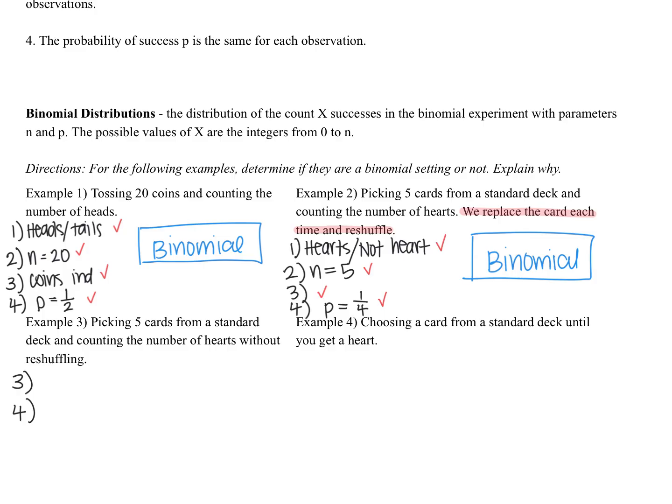So even though we're returning the card to the deck, because we're not reshuffling, we now know where that card is. If we put it back on the top or we put it back on the bottom, it changes it to no longer be independent, and the probability is not going to remain the same anytime. So p is not 1/4. So this is no longer a binomial distribution.